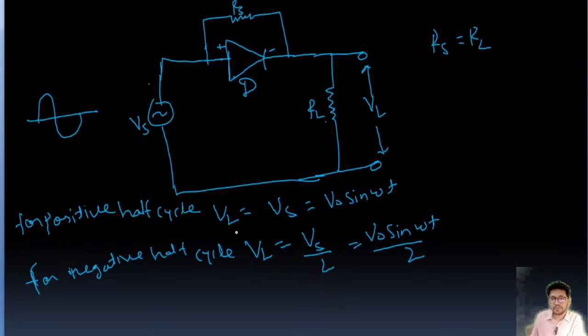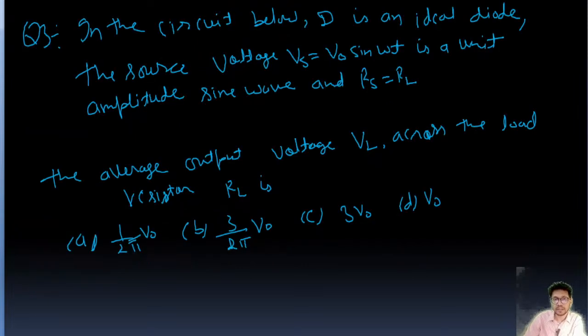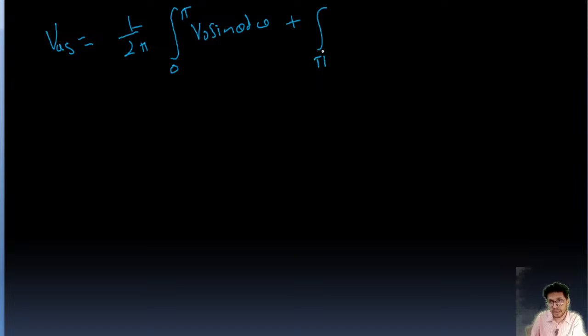So these are the values of VL for the negative half cycle and positive half cycle, and we have to find the average output voltage. How to find it? V average is going to be 1 upon 2 pi integration from pi to 2 pi of V naught by 2 sin theta d theta.